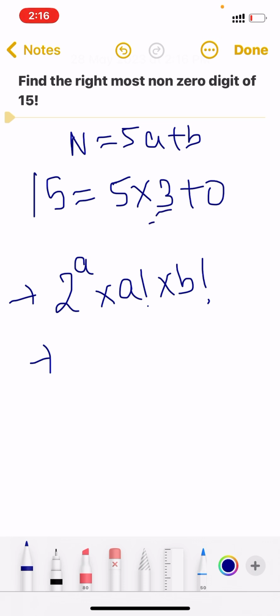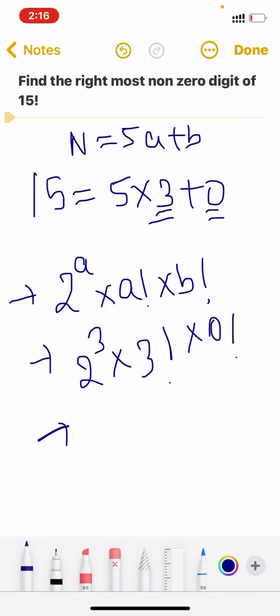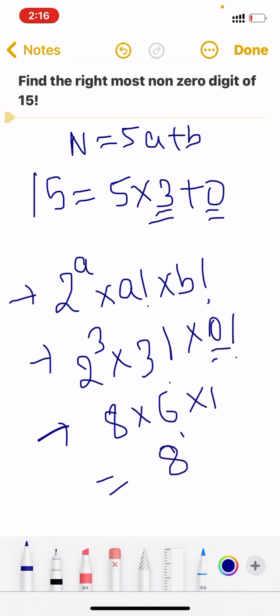The value of a is 3, so this becomes 2 to the power 3 into 3 factorial, and the value of b is 0. So 2 to the power 3 is 8, 3 factorial is 6, and 0 factorial is 1. So 8 times 6 is 48, but we only need the rightmost non-zero digit, so 8 is the answer to this question.